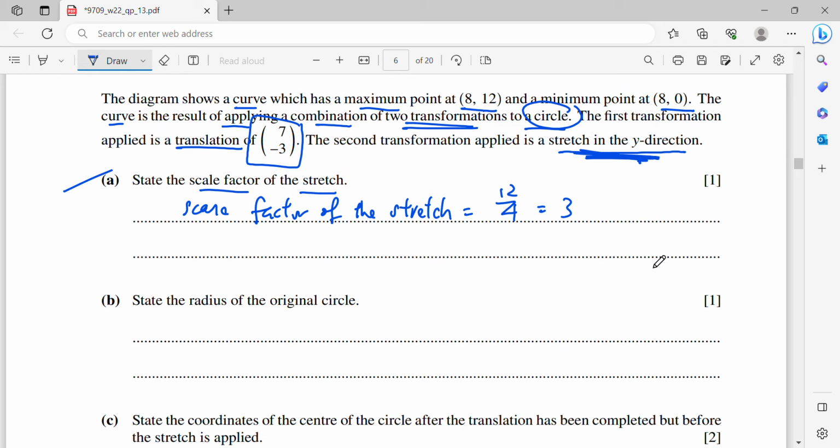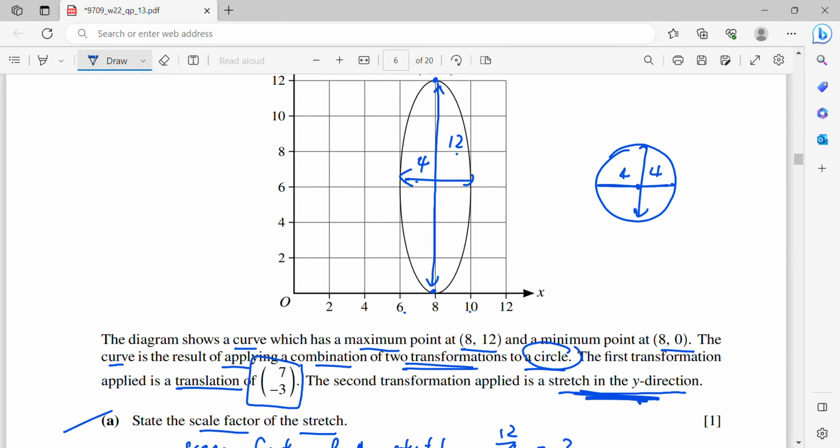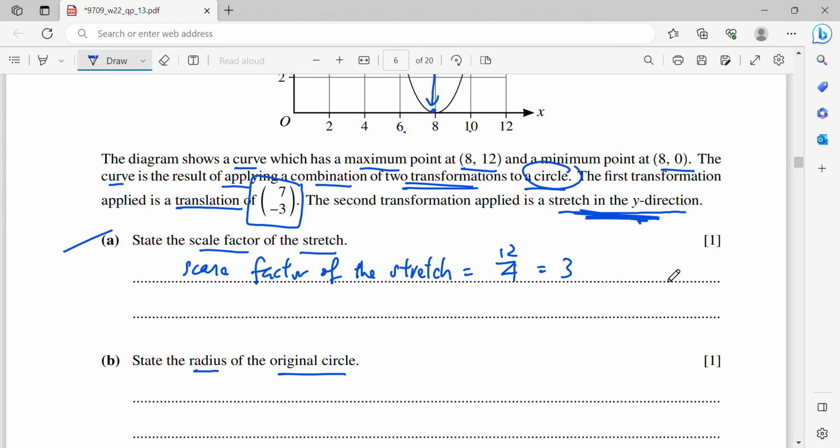Alright, so now state the radius of the original circle. So from here we know that there's no change in the horizontal distance, which means this is a diameter. Alright, so we know that the diameter is going to be 4. So when the diameter is 4 it means that the radius is 2. So radius is 2.